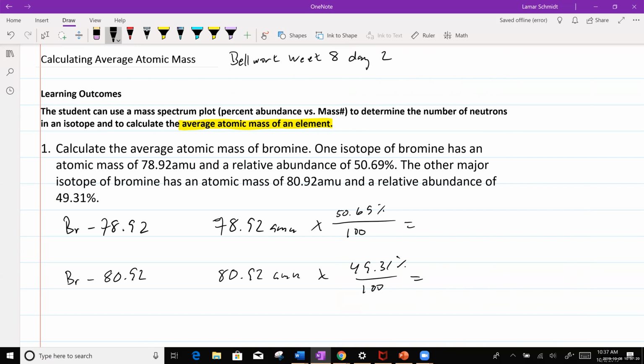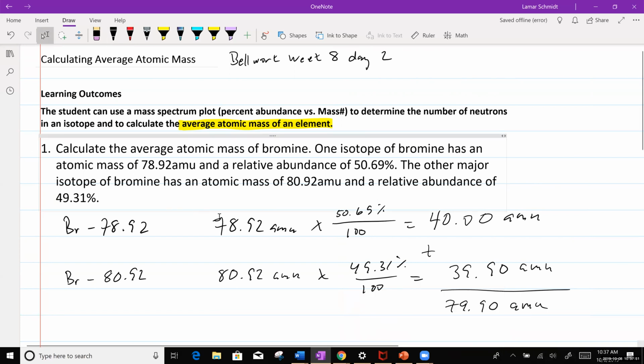And now you just get your handy-dandy calculator out. And when you do, you should get something like 40.00 AMU, and you should get something like 39.90 AMU. And then the last step of your note says that you are going to add your results. So you simply add those two things together and you get 79.90 AMU. And that's as simple as that is.